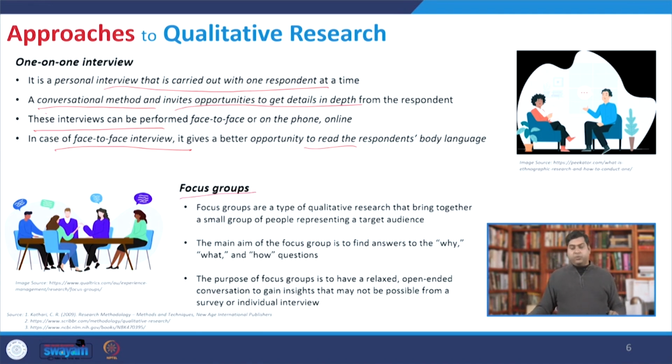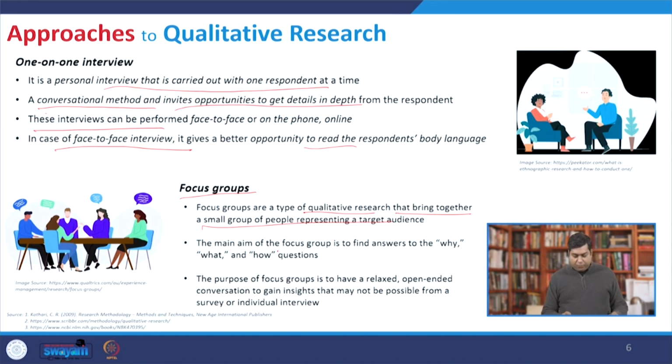So in this case it is not one to one, we invite a group of people together. Focus groups are a type of qualitative research that bring together a small group of people representing the target audience. So here also with focus groups, it's not random, we can't keep anyone from any particular group. Here also there is certain selection, there should be some sampling technique that we will discuss in detail in another presentation, and then that small group will be the representative of the entire audience, or maybe you can say the entire population for whom we are discussing.